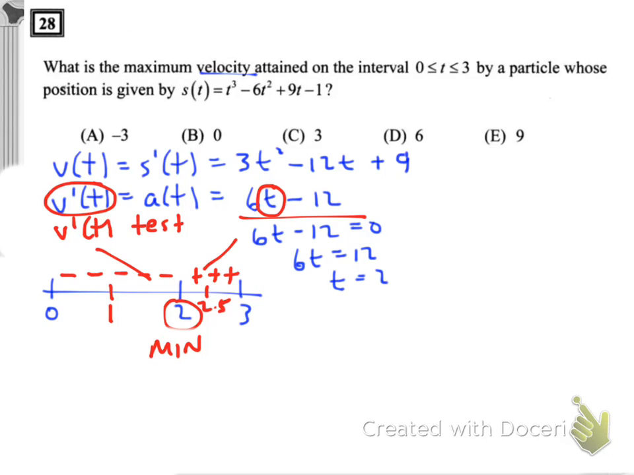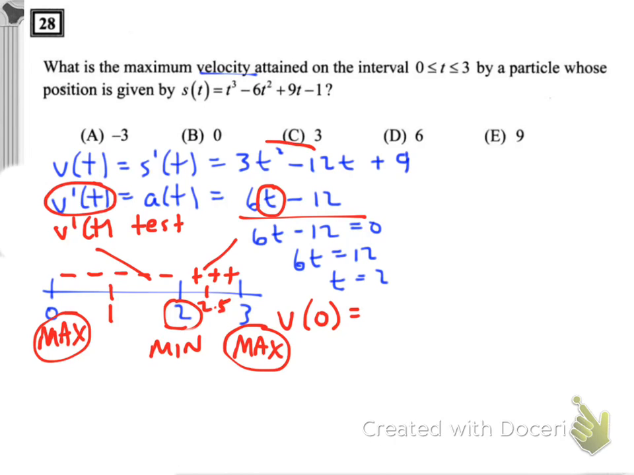So really what we want to find out is what the velocity is at the endpoints, because we know that the endpoints is where we also have maxes or mins. Okay, so we have extreme values at critical points, and then we also have extreme values at endpoints. So if we notice here, we've got a max at t equals 0 and a max at t equals 3. So we have to find the velocity at 0. And the velocity at 0 is, right here, 9.